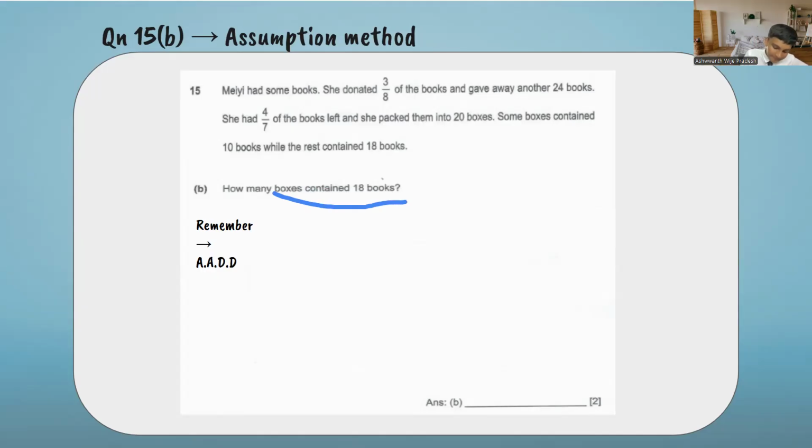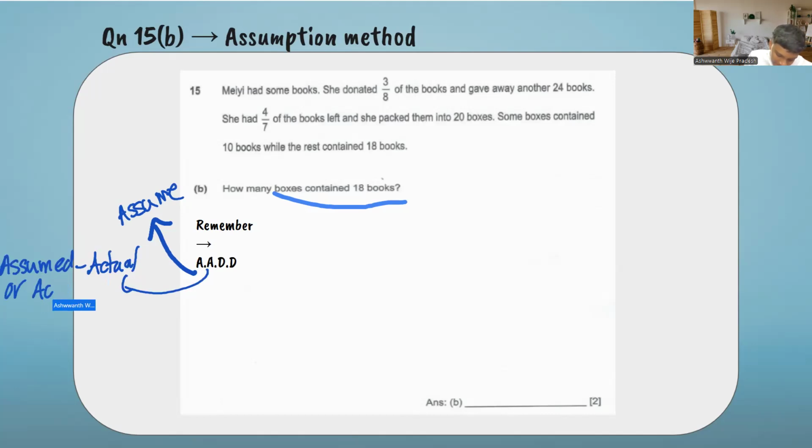So the first A stands for assume. And the second A stands for assume minus actual, or actual minus assume. This one depends on the question, whether the assume is greater or the actual is greater. Then the first D stands for difference, sorry. And the last D stands for divide.